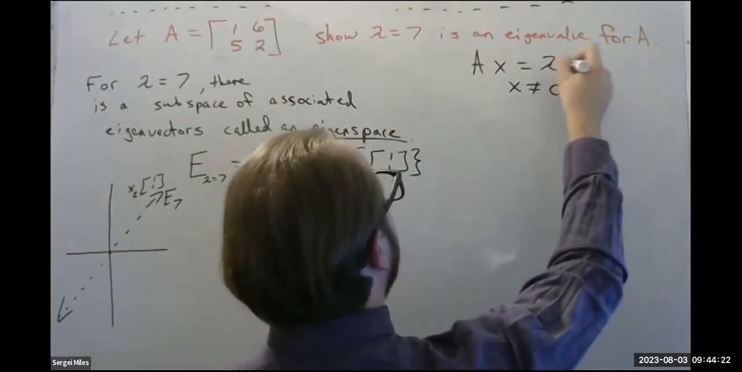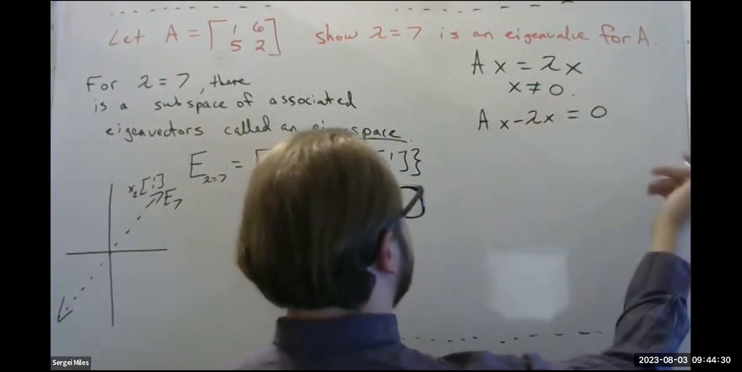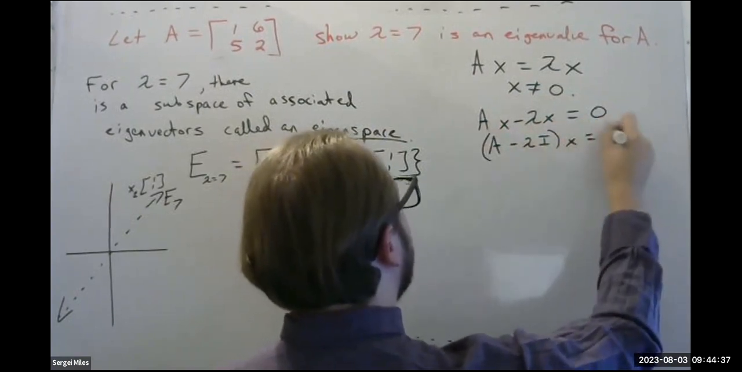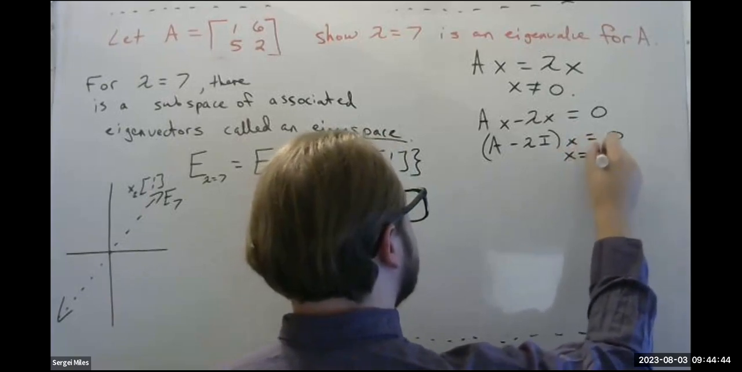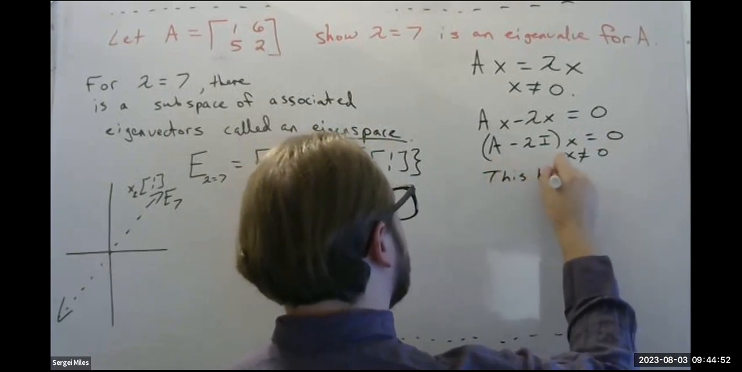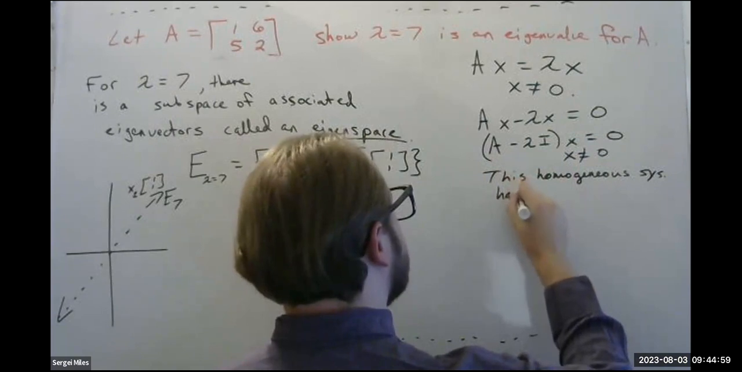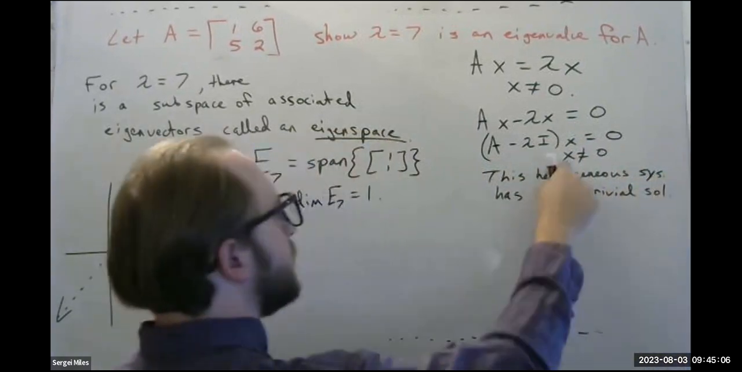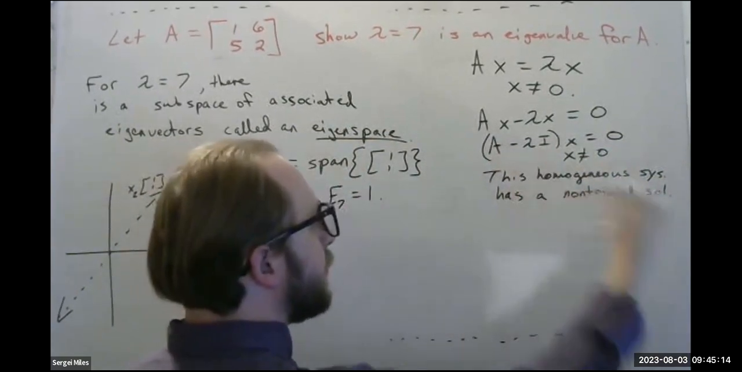Well, if I subtract here, we're going to have AX minus lambda x equals 0, just like we did before. I can factor out the x. The x is on the outside now. But this has a non-zero solution. In other words, x is not 0. Or in other words, this homogeneous system has a non-trivial solution. Why? Because there's some x which is not 0, some non-zero vector, which is a solution for this homogeneous system.